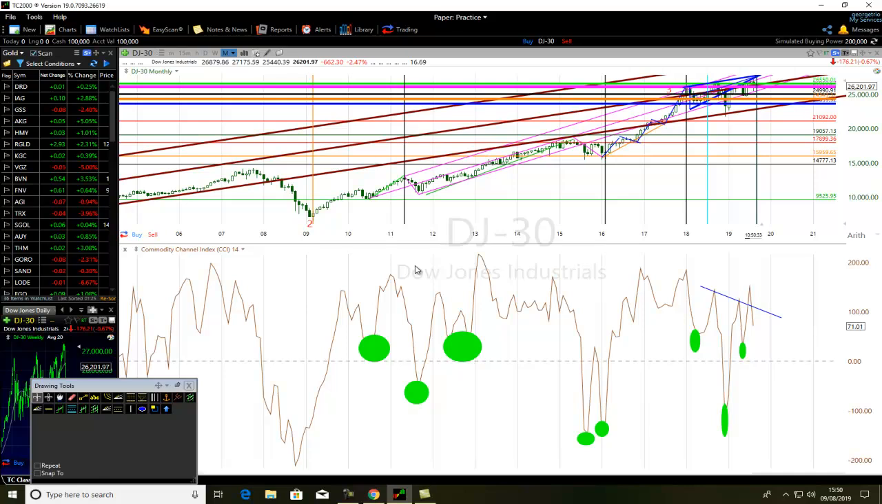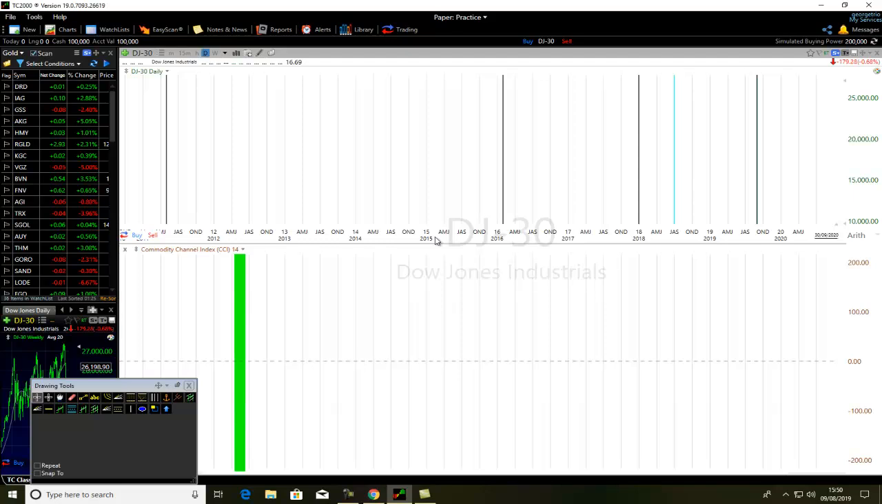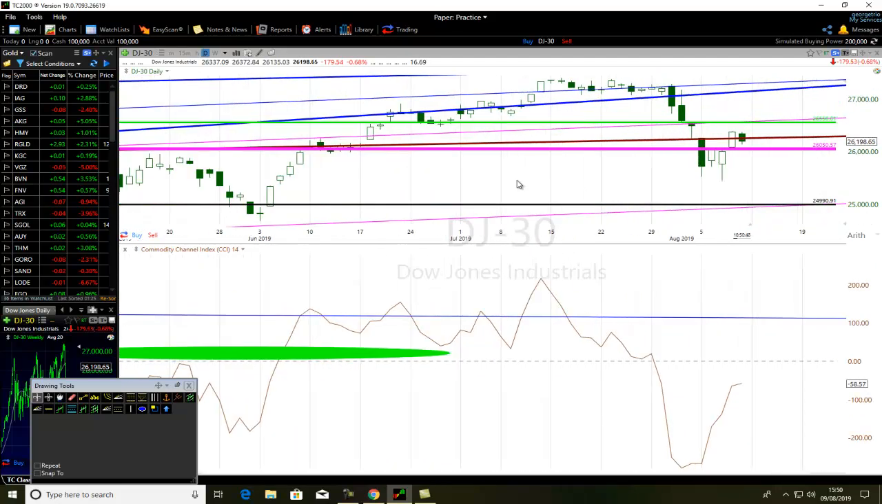The financial instrument that we are analyzing today is the Dow Jones Index. The current long-term equilibrium price level for the Dow Jones is at 26050. 26050. This is the long-term equilibrium price level for the Dow Jones.